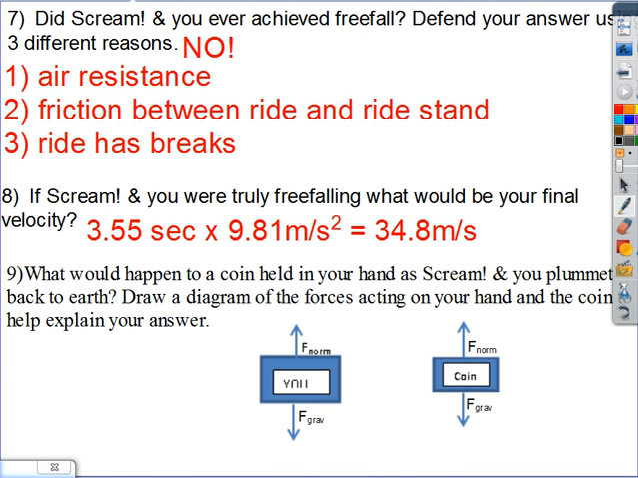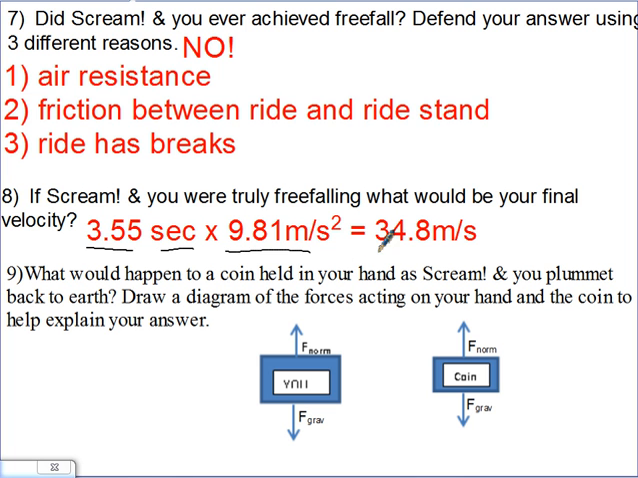And then finally, did the scream and you ever achieve free fall? Defend your answer. The answer is no, no, no, because you have air resistance. There's friction between you and the ride, and the ride has brakes, so there's at least 3 good defenses. And remember, free fall is in the presence of no air resistance. If you were to do free fall, how fast would you be going? So you'd take the time multiplied by the acceleration due to gravity, and that gives you the speed that you would be falling if you were in free fall. And you weren't going that fast. 130 is going pretty fast, but not quite.